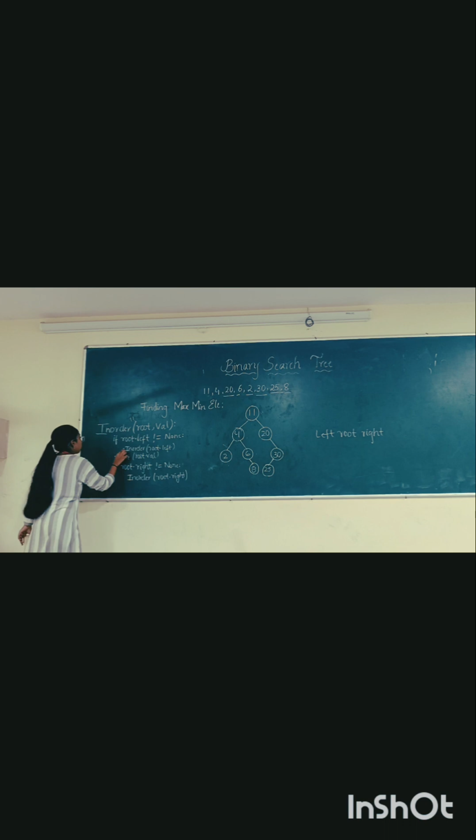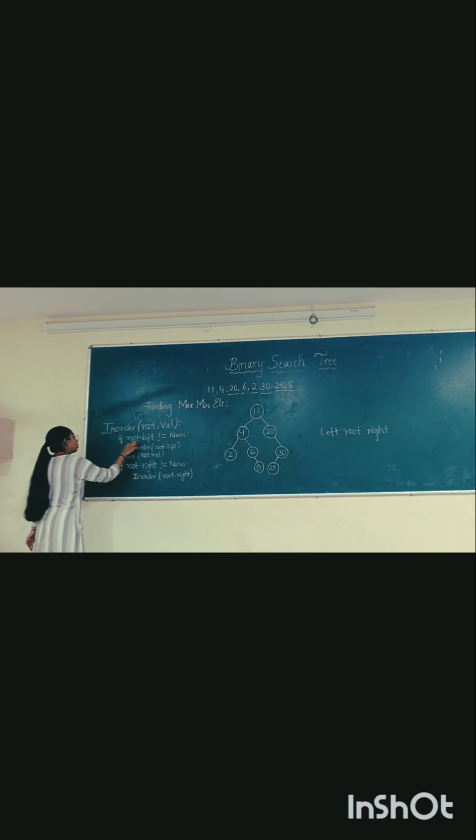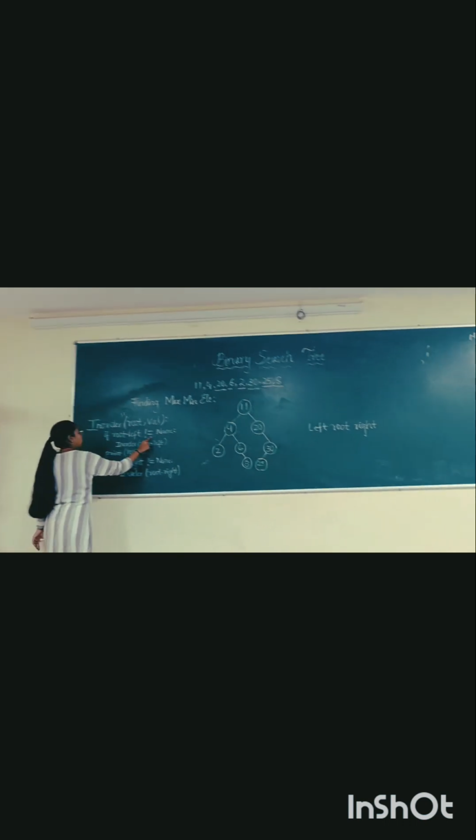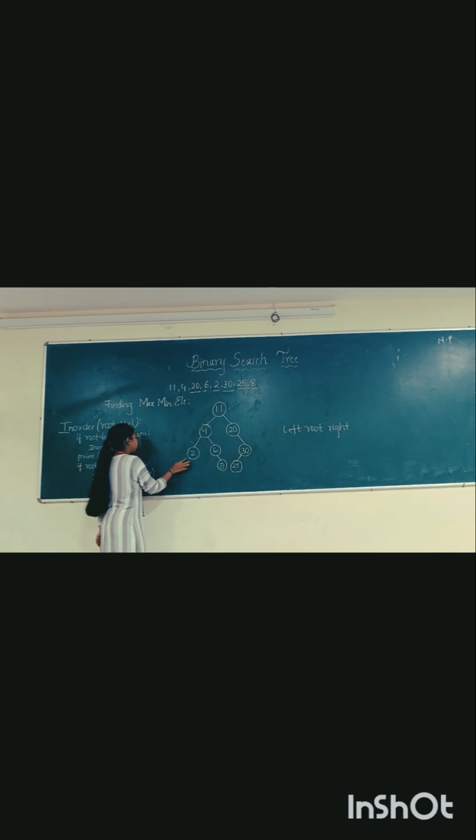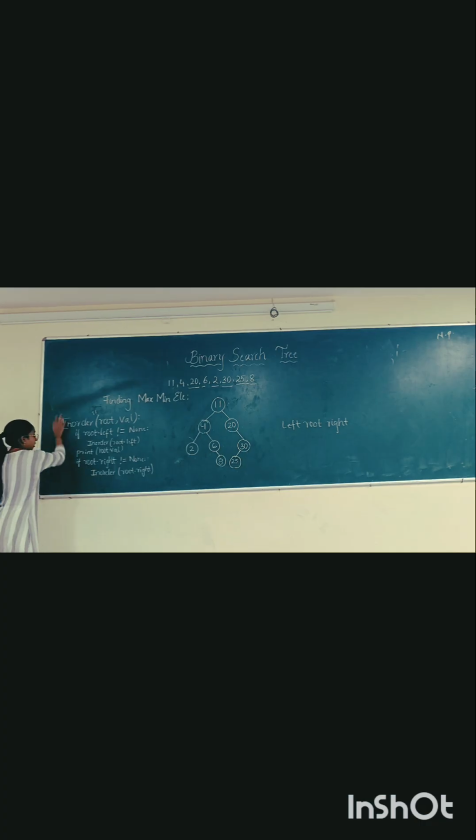So again it will call the in-order function. It will go to the function. Root.left is not equal to None. Root.left is nothing but 2. 2 is not equal to None. Again it will call the in-order function.